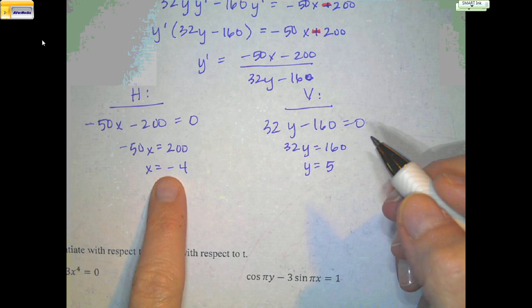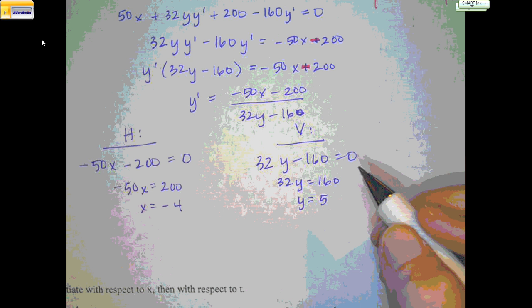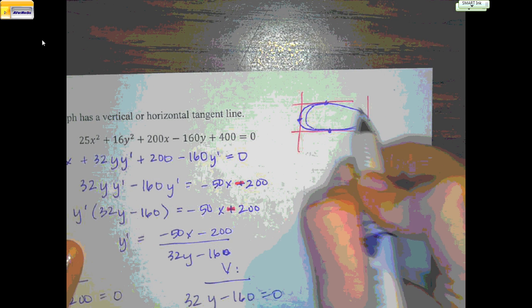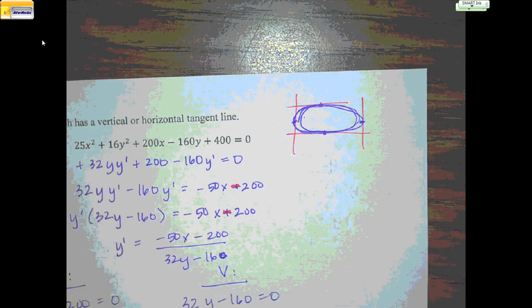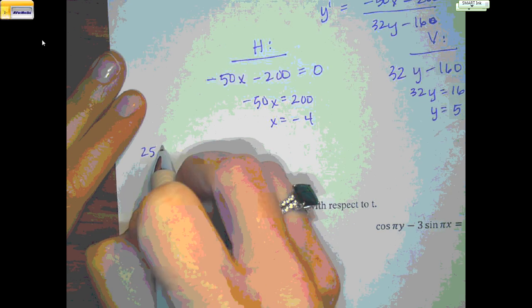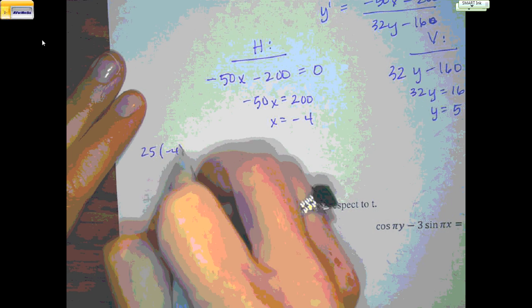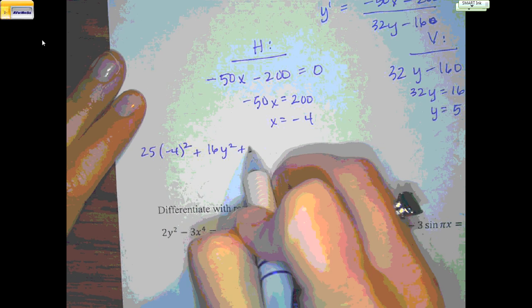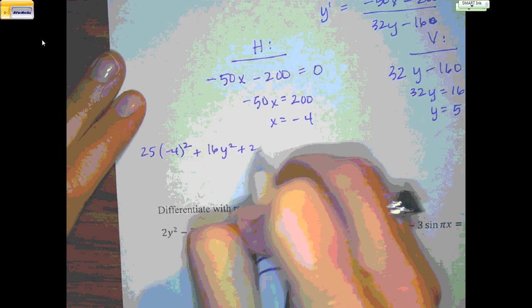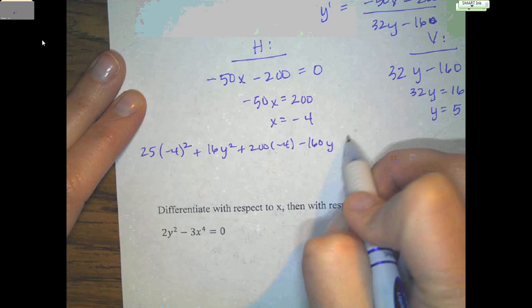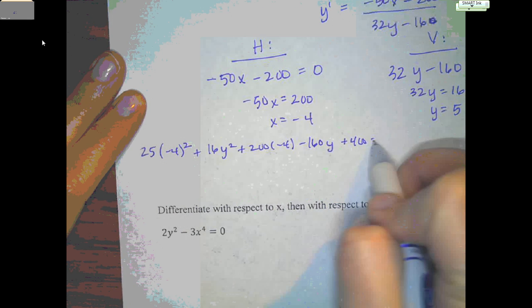We plug it into the derivative or the original? Original, good, because I want to know where on this purple ellipse, it's not drawn very well, don't judge, are my 2 points. We know that there's 2 answers. So it looks kind of nasty, but it's actually going to work out pretty quickly. We've got 25, and everywhere I see an x, I'm going to put a negative 4, plus 16y squared plus 200 times negative 4 minus 160y plus 400 equals 0.